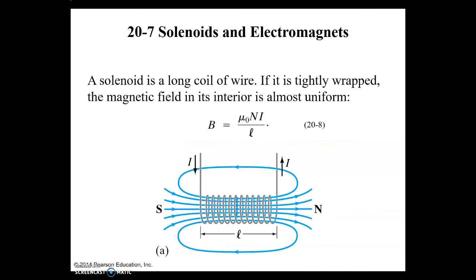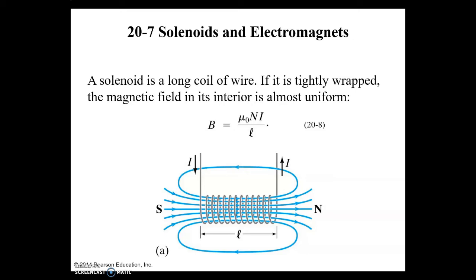Now let's talk for a second about a solenoid. A solenoid is just a long wire that is wrapped in coils, like so. A picture does better than I can, so I'll just leave it like that.